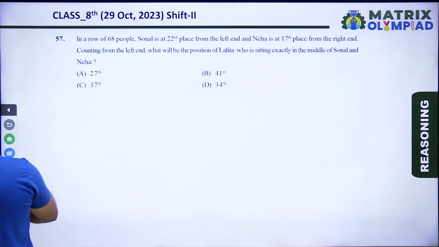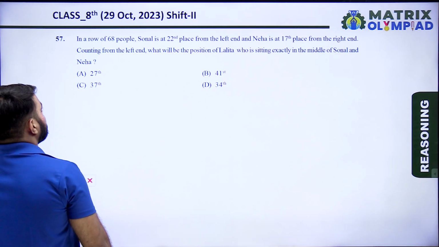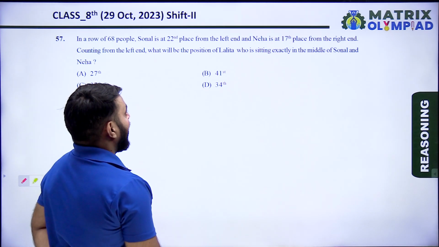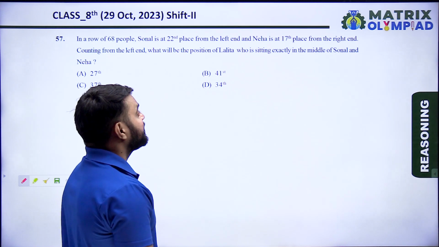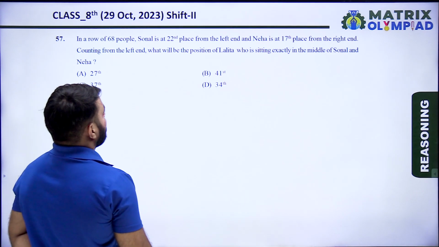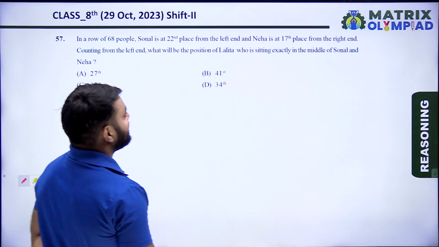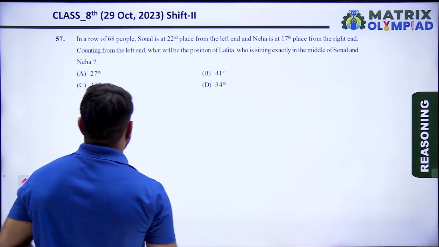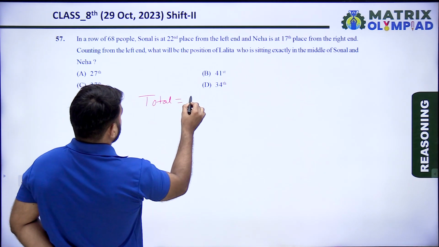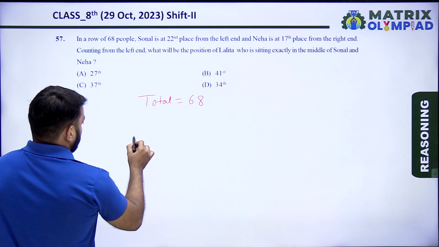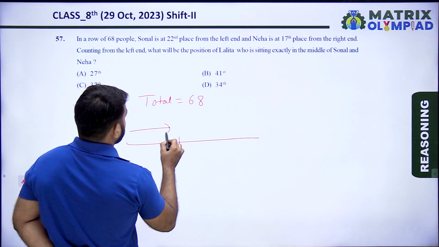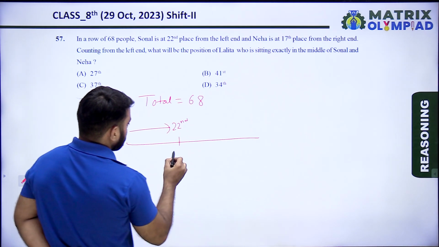So next question is question number 57. In a row of 68 people, Sonal is at 22nd place from the left and Neha is at 17th place from the right. Counting from the left, what will be the position of Lalita, who is sitting exactly in the middle of Sonal and Neha? So in this question, total people is equal to 68. Now in the row, position of Sonal from the left is 22nd. Here is Sonal.